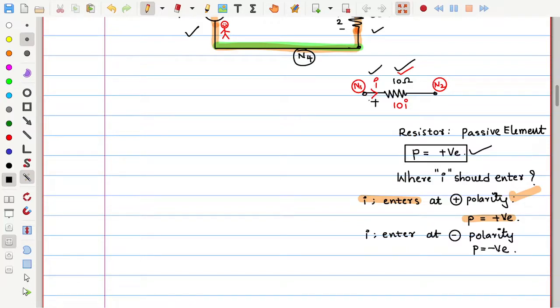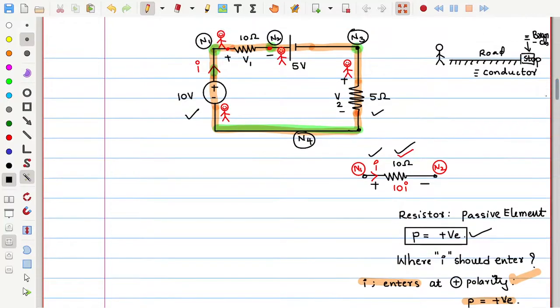So blindly you should remember. If current is entering here, there it should have positive polarity, and the other side should have negative. In the same way, for this 5 ohms, current is flowing in the downward direction here, I amperes. Why? Because of the series connection, the same current is passing. So wherever the current is entering, that side should be positive, and the other side negative. So can I say this as 5 into I?